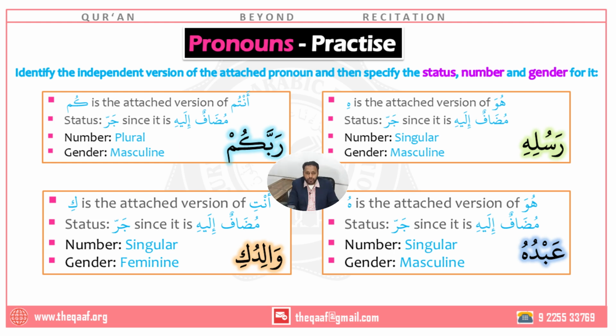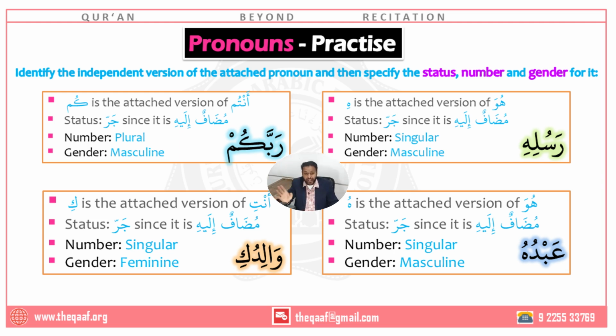Okay, what's the number on this kum? Singular is ka. Plural: ka, kuma, kum. Kum is plural. What's the gender? Masculine.